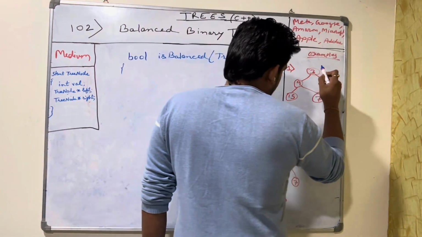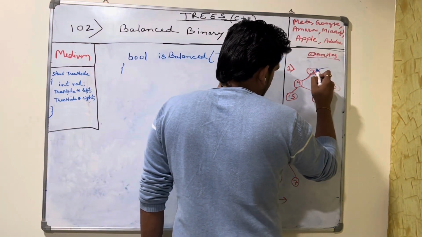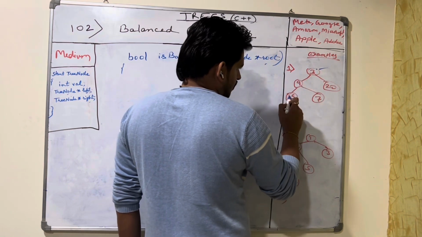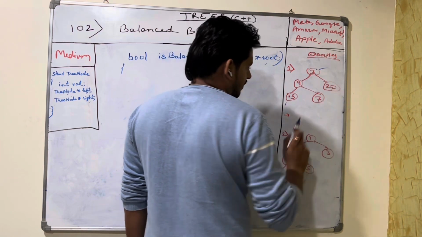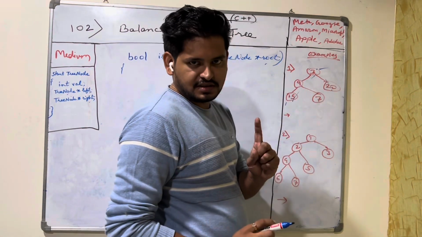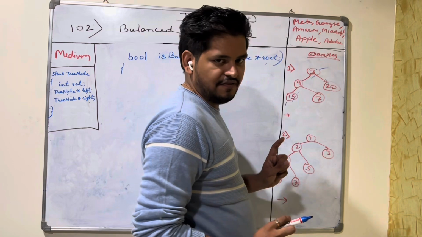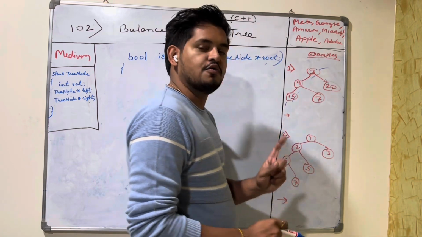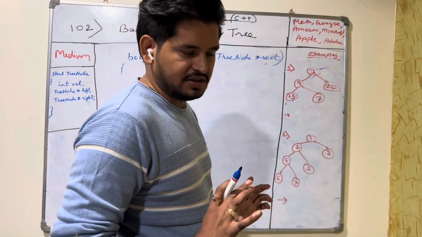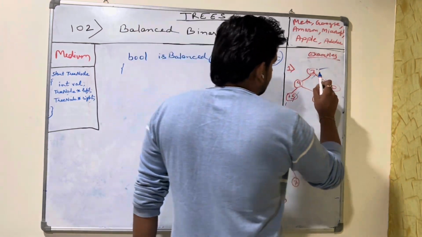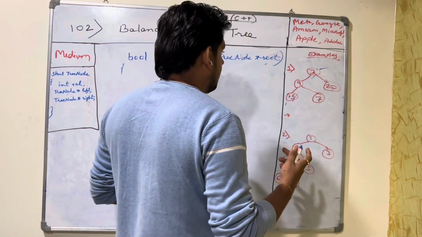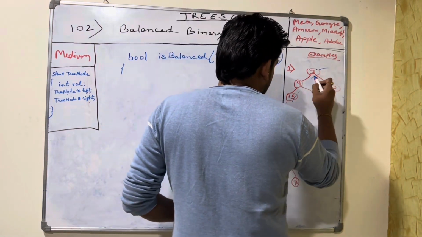So here you can see for this node, its left subtree height is 2, right? 1, 2. Its right subtree height is 1. So this is 2 and this is 1. What is the difference? The absolute difference between left subtree and right subtree is 1, which is okay. But if it was more than 1, this tree would not have been a balanced binary tree. Now, we need to check it for all the subtrees and all the nodes, right? So for this one, it is balanced.